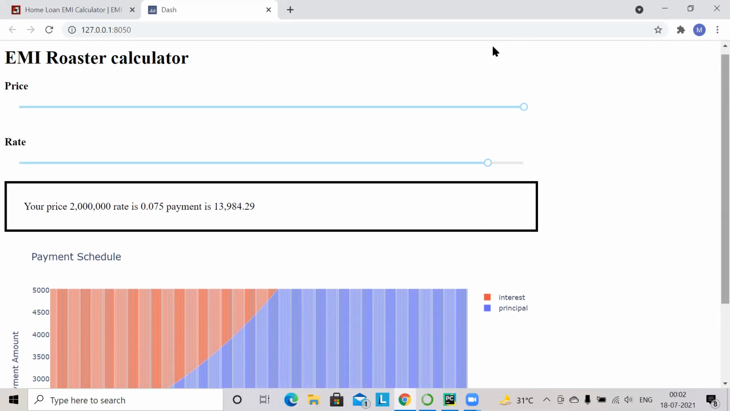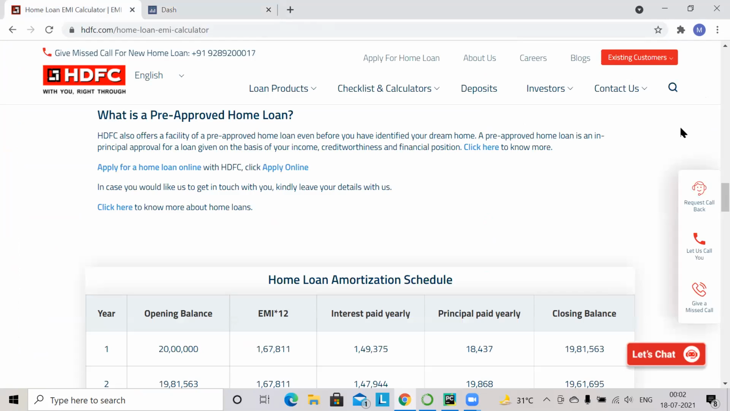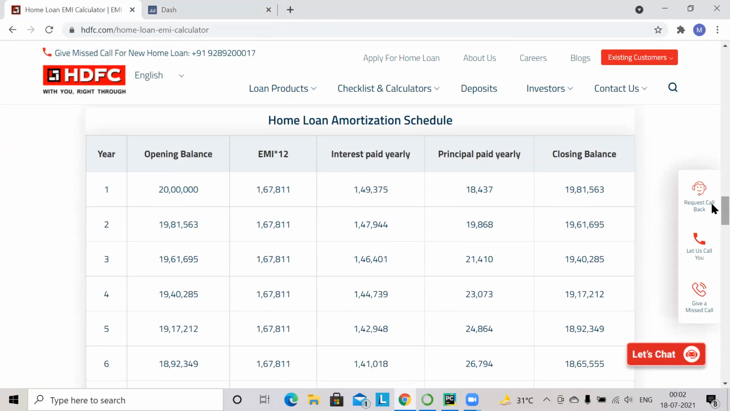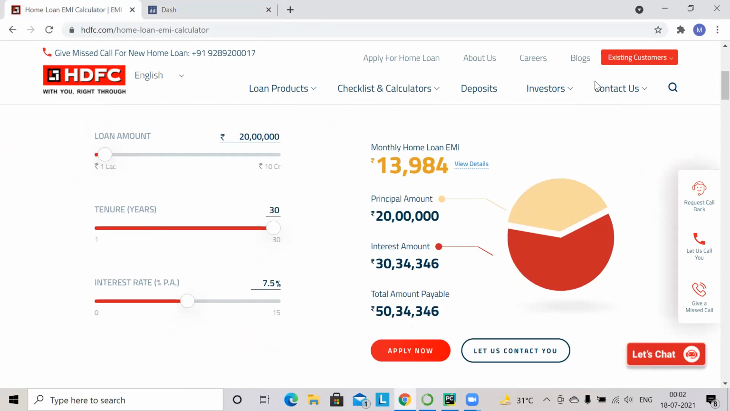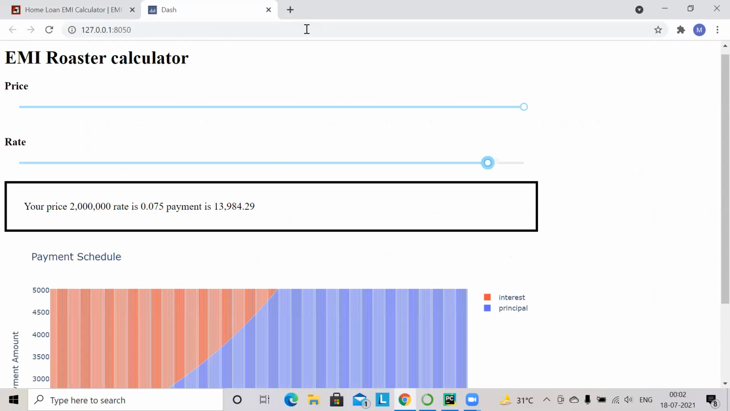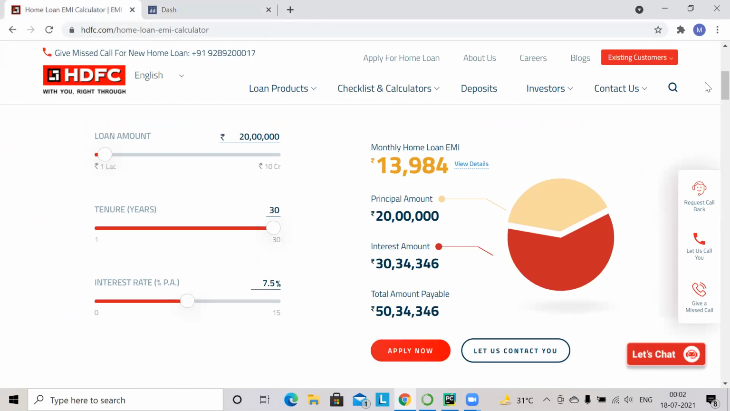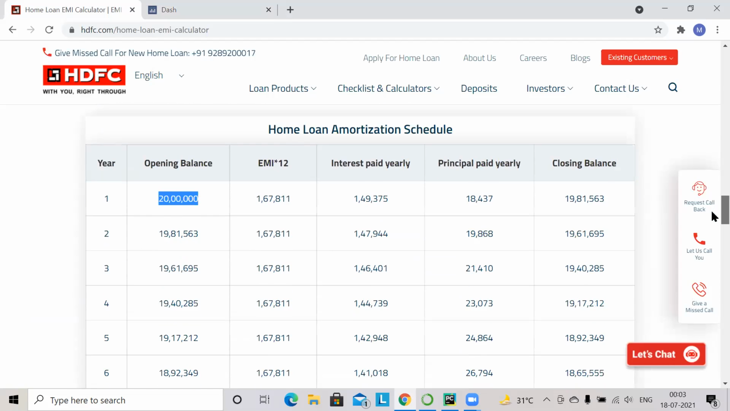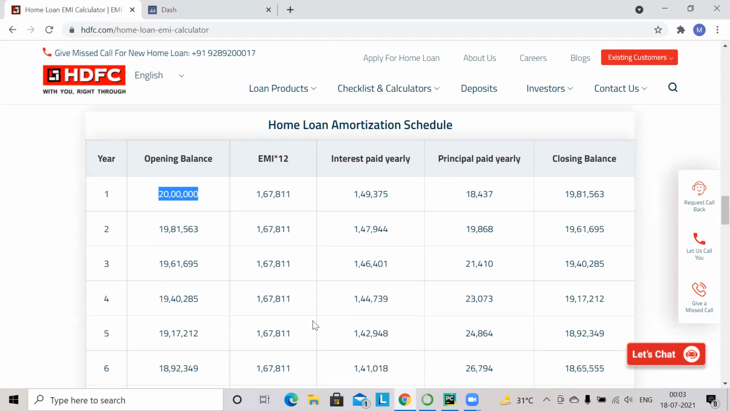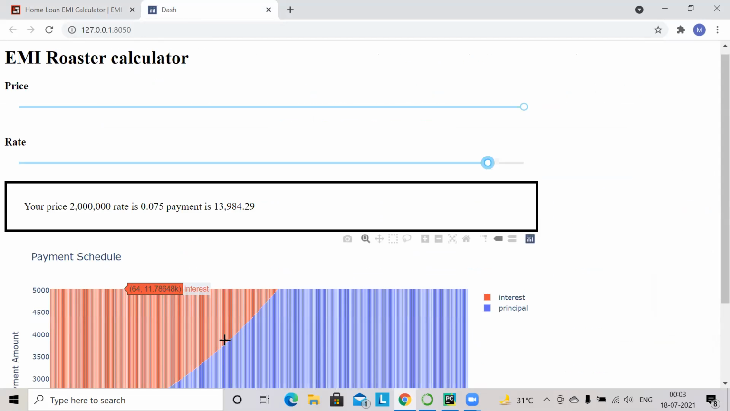Just for example, I checked with HDFC Bank. For a 20 lakh loan amount with the same 30 years tenure period and 7.5 interest, I am paying the same EMI amount which we have looked at here. Okay, so this is the amortization table here, but instead of showing this, I have used the visualization graph.